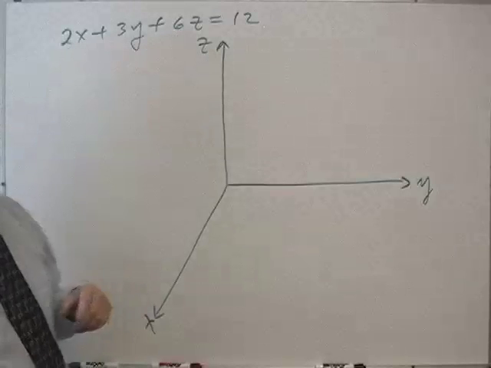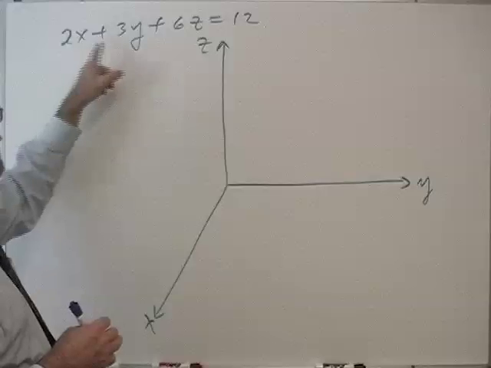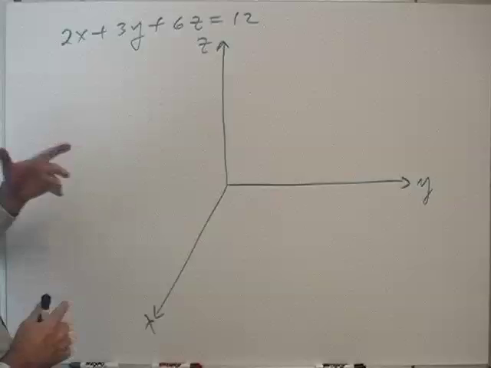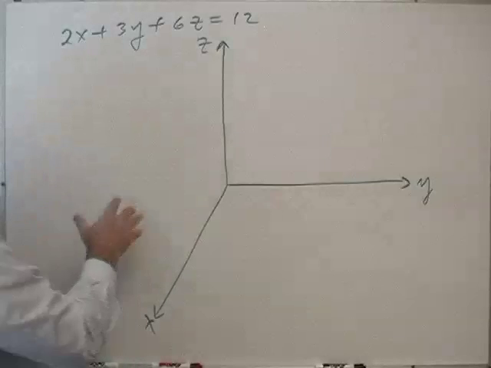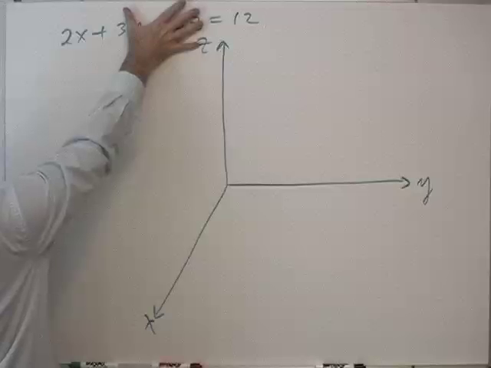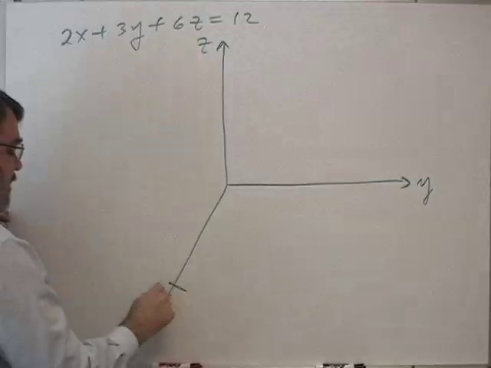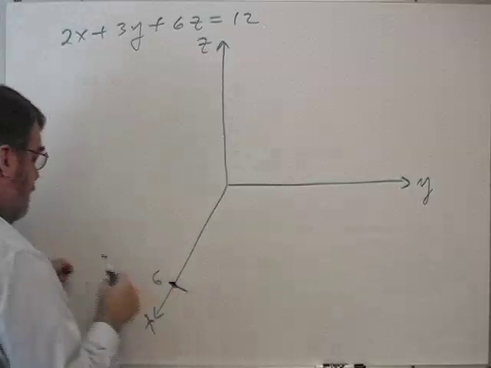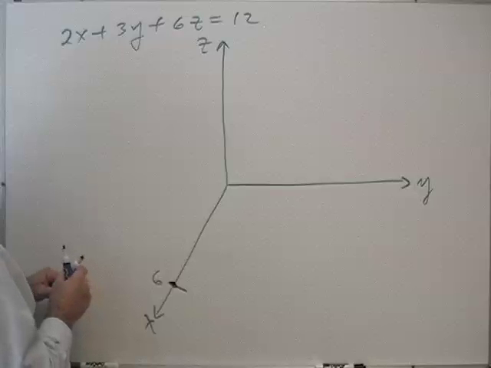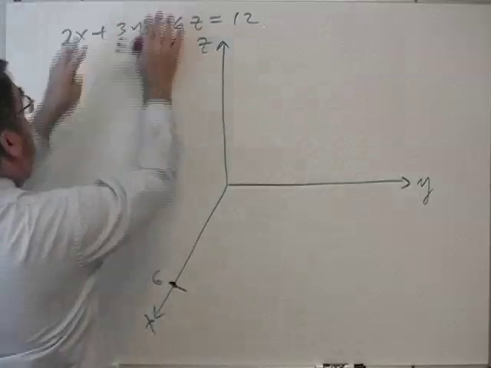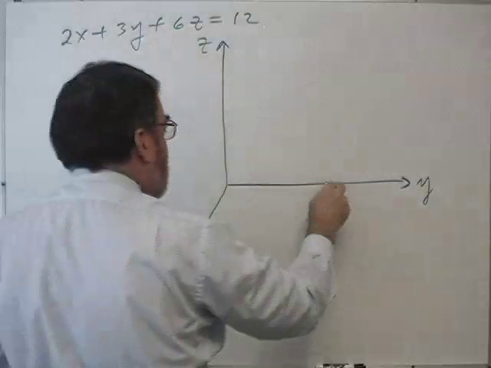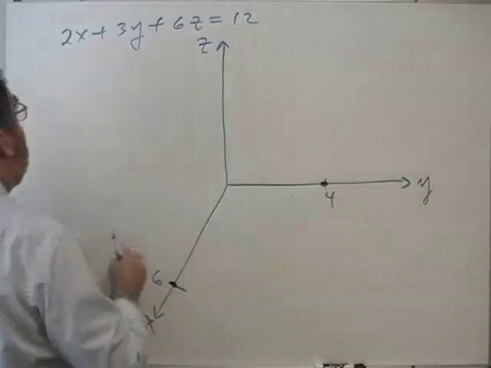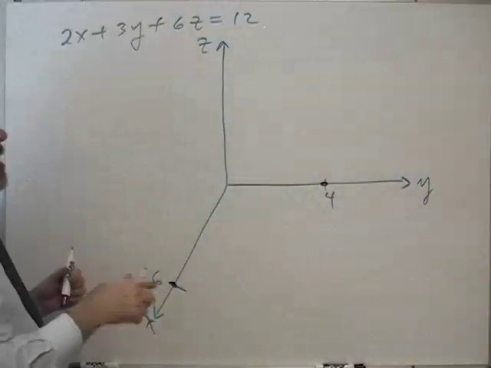Alright, so look at this equation, and it's a linear equation where each of these has a power of 1. And so I'm going to use an intercept method of graphing. If y and z are both 0, then x would be 6. So here's 6 out here. And then if x and z were both 0, and you solve for y, then y would be 4. So I'll say that's about there. And then if x and y were both 0, solve for z, you'll get 2.